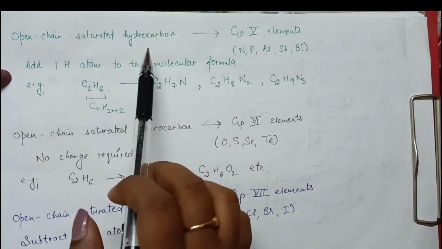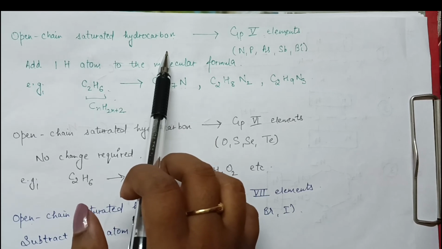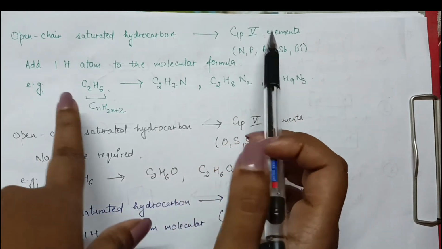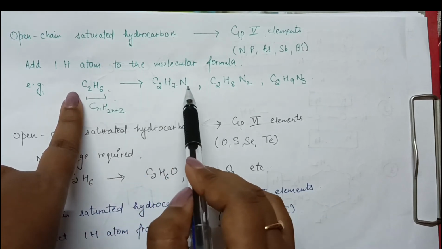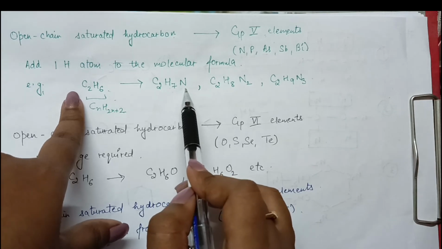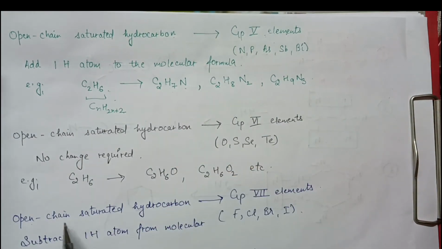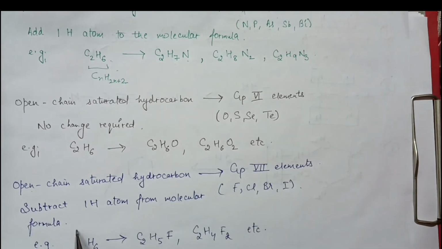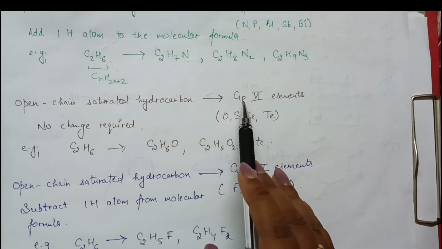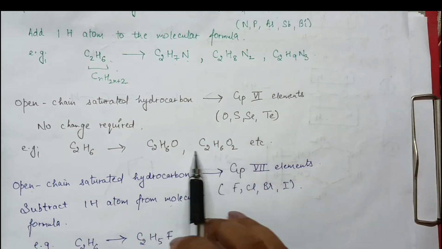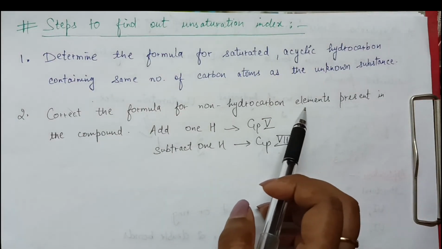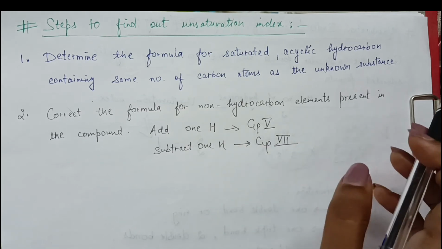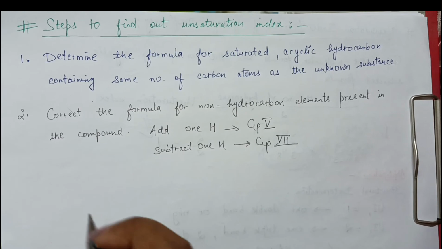Right? If we want to change a saturated hydrocarbon to a formula having one group 5 element, then how do we do that? We just add one hydrogen atom to the formula and we add the group 5 element, right? And if we want to add a group 7 element, what do we do? We subtract one hydrogen atom from the molecule and then we add the group 7 element. For group 6 we do not change anything, right? So this will be the second step, that will be the correction of formula for non-hydrocarbon elements present like group 5, group 6 or group 7.